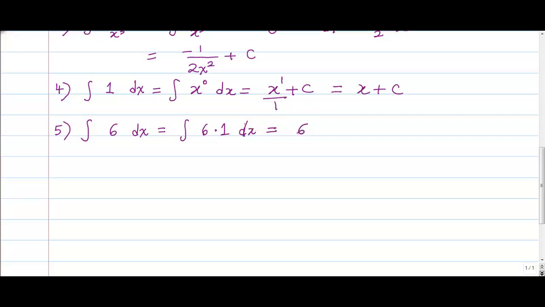Well, we can pull that 6 outside and do this, the integral of 1, which we know is x. Technically, it should be like this, right? But 6 times c is still going to give me a constant c. Okay? So this is the constant multiple rule.